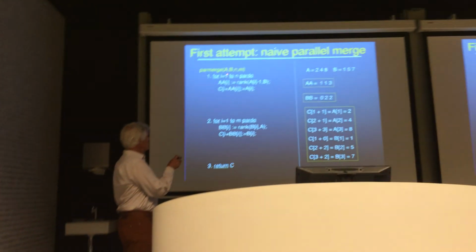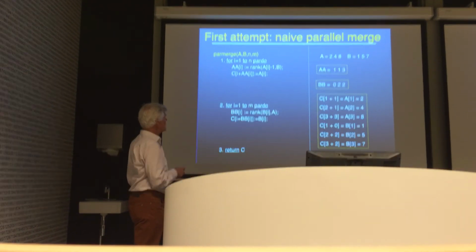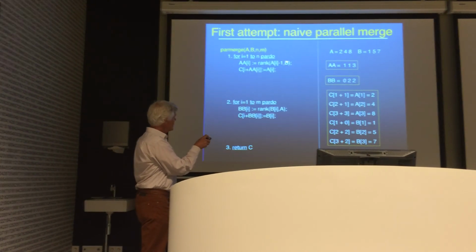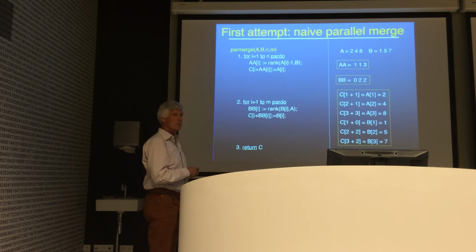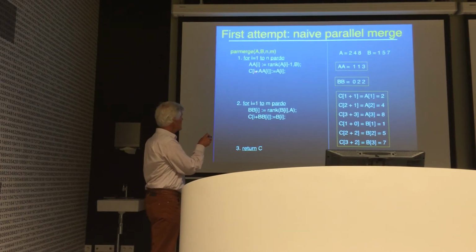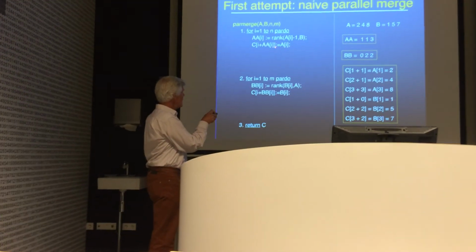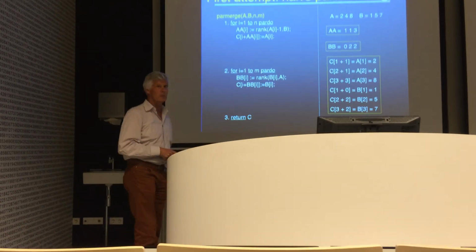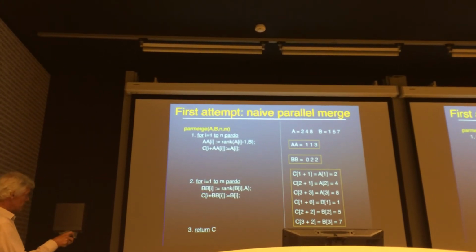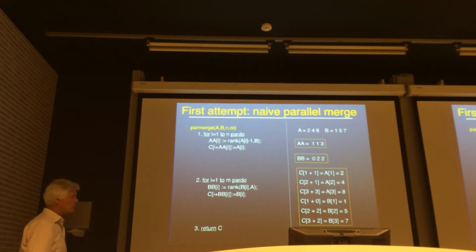For i equal 1 to n, par do: determine the rank of Ai minus 1 in B and place it in AAi, and then at the position i plus AAi fill in the element Ai. And do the same for B, and then finally return C.